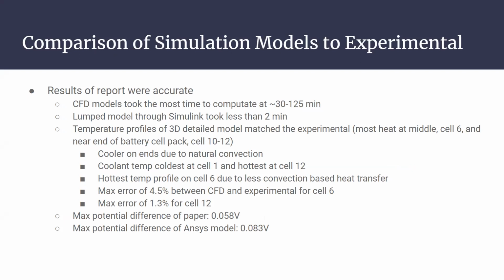The coolant temperature was coldest at cell 1 and hottest at cell 12, which was also accurate with the report. And then the hottest temperature profile was on cell 6 due to less convection and heat transfer. There was a max error of 4.5% between the CFD and experimental for cell 6 temperature profile and a max error of 1.3% for cell 12 temperature profile, with the maximum potential difference of the paper showing 0.03 volts and the ANSYS model showing 0.083 volts.